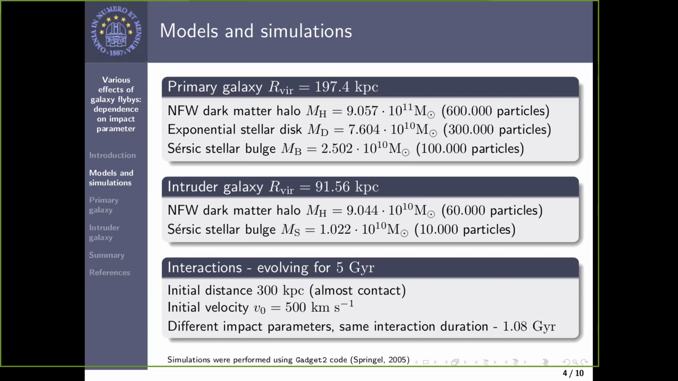And for the sake of simplicity, the intruder galaxy is scaled to be 10 times smaller, both in mass and the number of particles. This particular resolution on both the primary and intruder galaxy is quite modest, actually, but it was dictated by our limited resources.